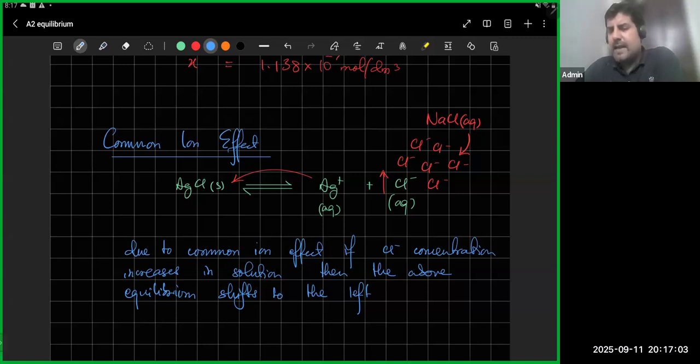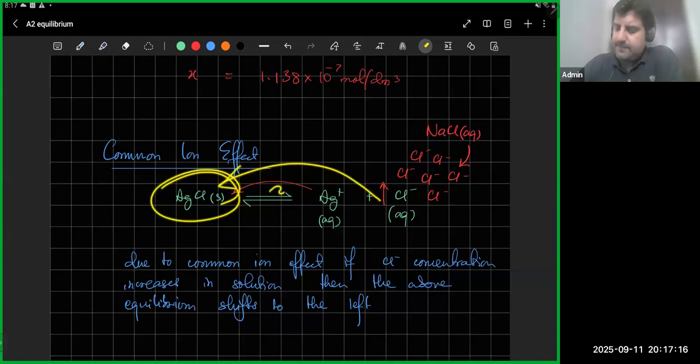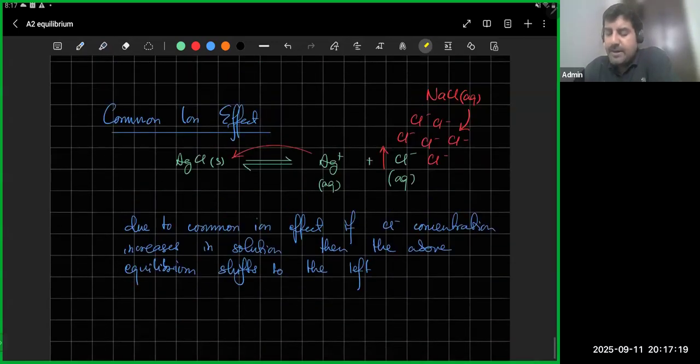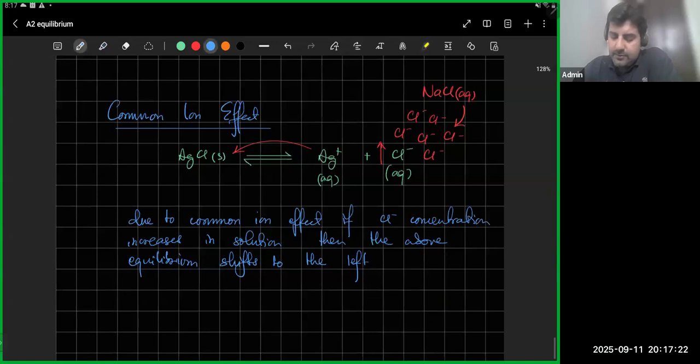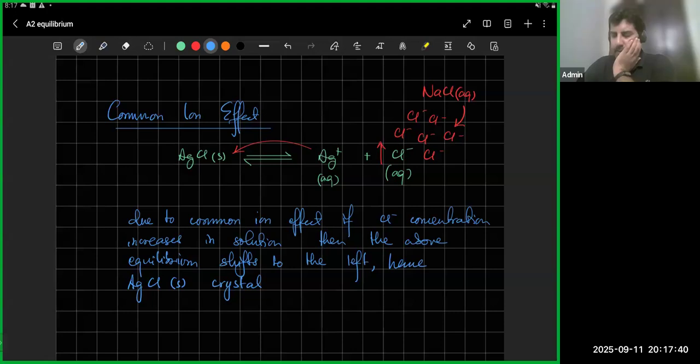And that is how a lot of times crystallization happens. If you want to form crystals, you somehow need to push this equilibrium backwards, and there are a number of ways of doing that. Common ion effect is one of them. So hence AgCl crystals are going to form. Okay, is this clear, what the common ion effect is? Yes, sir. Okay.